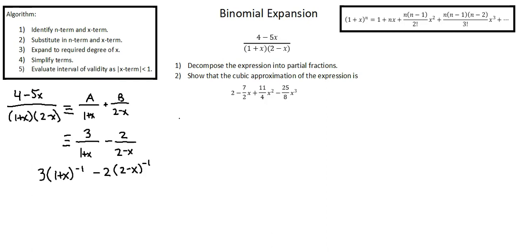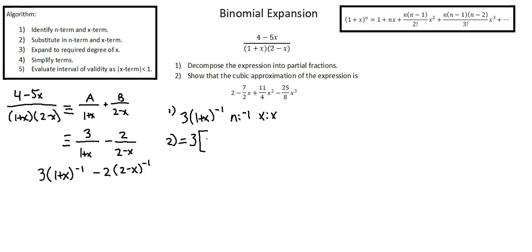So we'll begin by working with the first binomial, 3 times (1 plus x) to the power of negative 1. Our n term is negative 1, and our x term is x. And I will label this as step 1. Step 2, substitute in the n term and x term. We're multiplying everything by 3, so we have 3 open bracket.